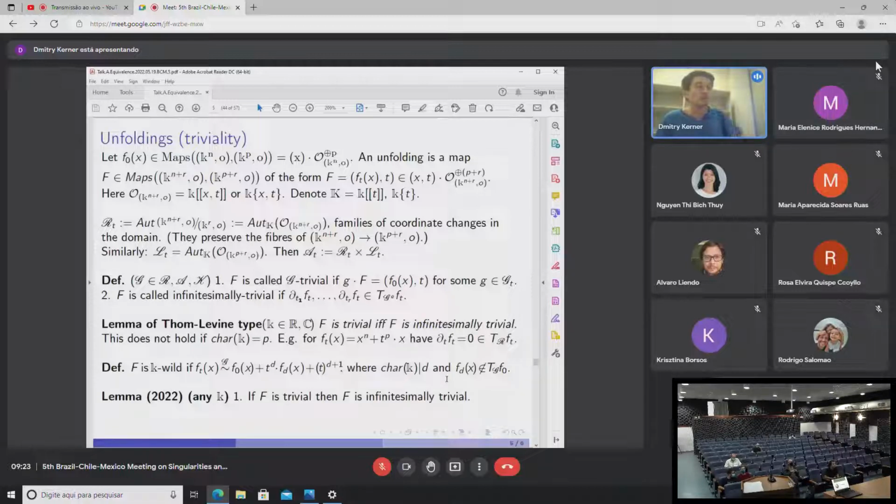And then the lemma is that if F is trivial, then it is infinitesimally trivial. This holds always without any assumption. And if F is infinitesimally trivial and not K-wild, in this sense, then F is trivial. So this is the very natural generalization of the lemma of Thom-Levine type. And it seems, at least to the best of my knowledge, this was not known. This lemma is very simple.